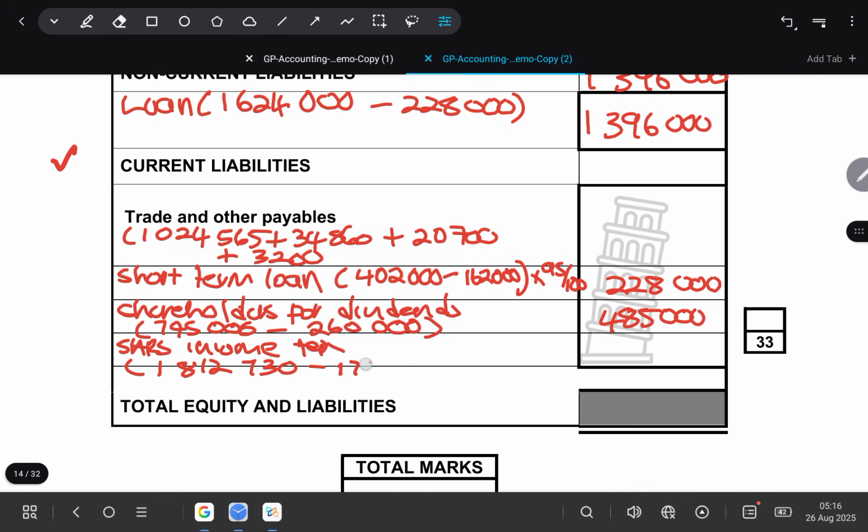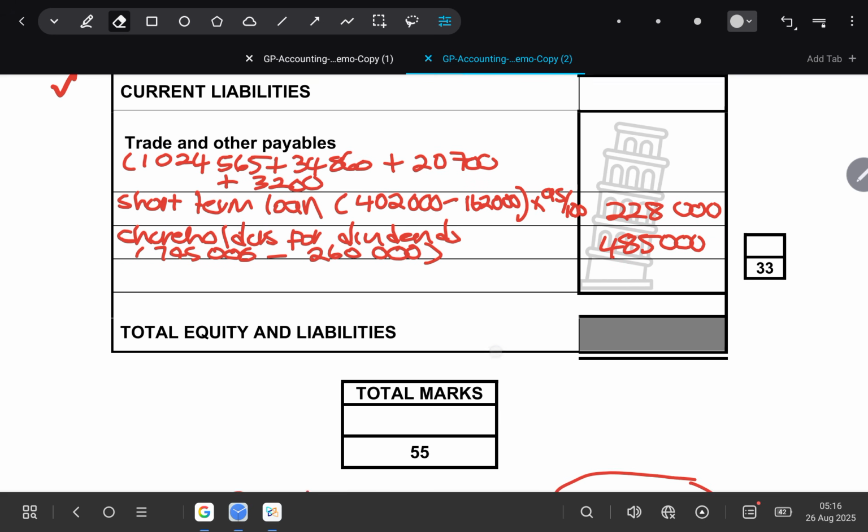So 1,750,000, and then when we look for the difference, let's see how much we are getting. So if you say 1,812,730 minus 1,750,000, it will give you... okay, no, let's check something here. Remember, in this case, the tricky part is that with SARS, we are being owed, it's receivable, so it can become under payables.